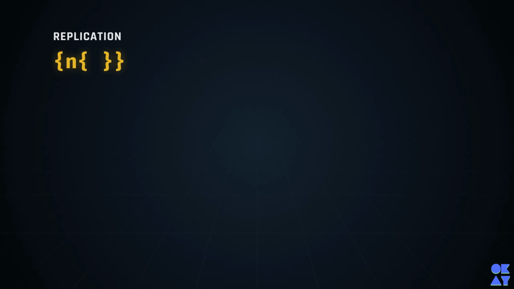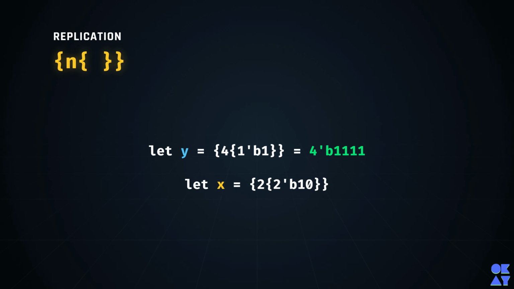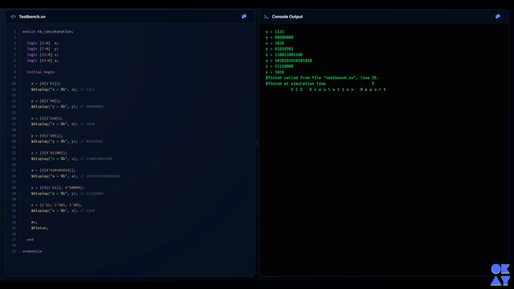Now let Y equals {4{1'b1}}. This means Y equals 4'b1111. Let X equals {2{2'b10}}. Then X equals 1010. It's that simple. Now look at the test bench code. Pause the video and look at it carefully, and try to understand the code.